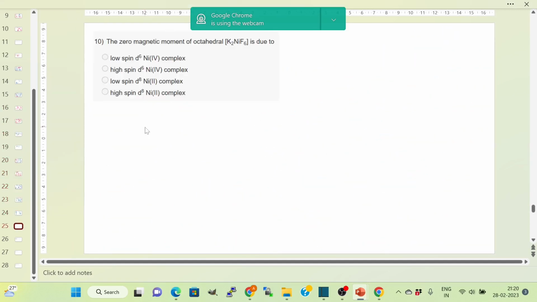Then let me see. We will solve this one also, I think. This will be the last question. The zero magnetic moment of octahedral K2NiF6 is due to what configuration? Is it low spin or high spin?